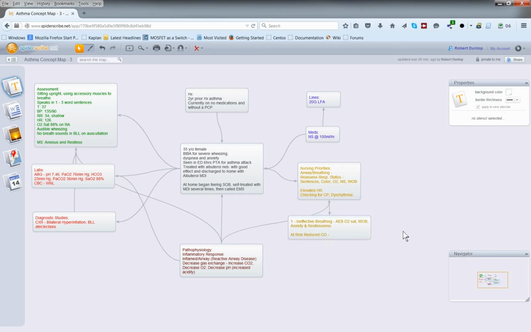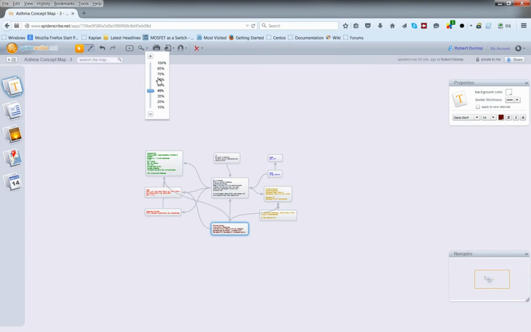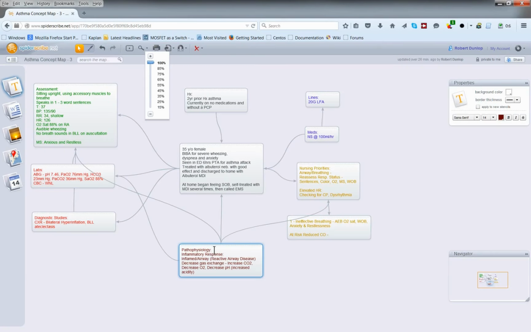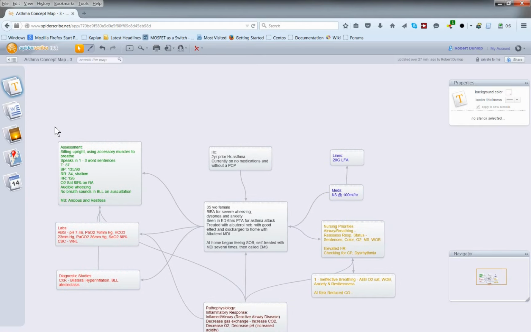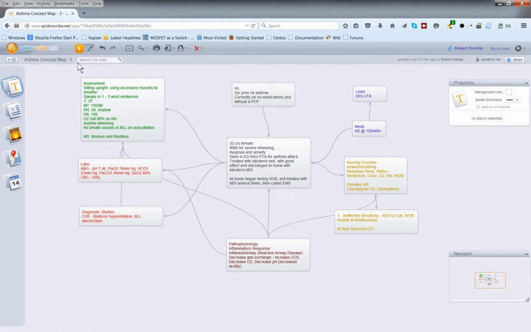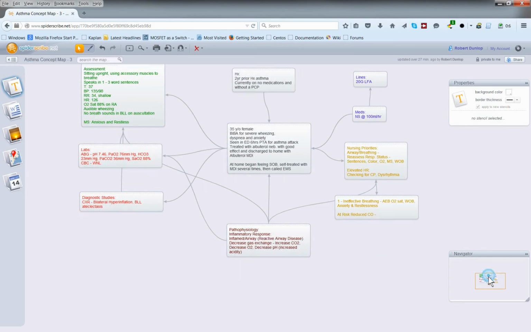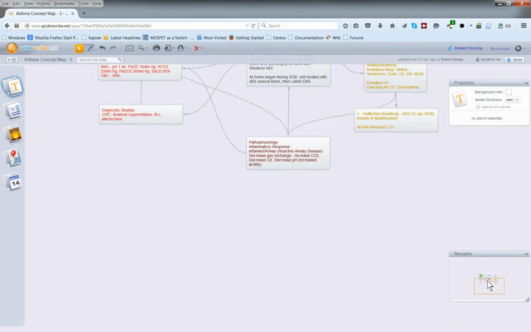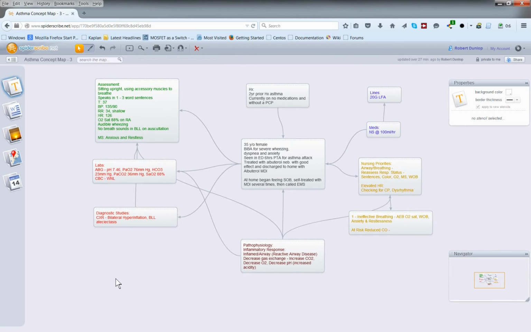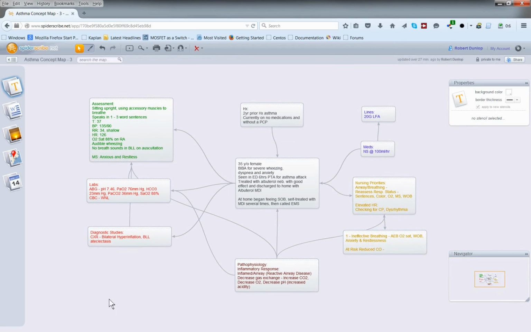All right. So at this point, I have a concept map. And if I want to change the magnification level, we can zoom out. More than likely, you're going to want to zoom in to see something. You can actually grab the whole screen and move it around as you need. That's this navigator over here. Pretty handy. But you can also just grab the background and move things around.